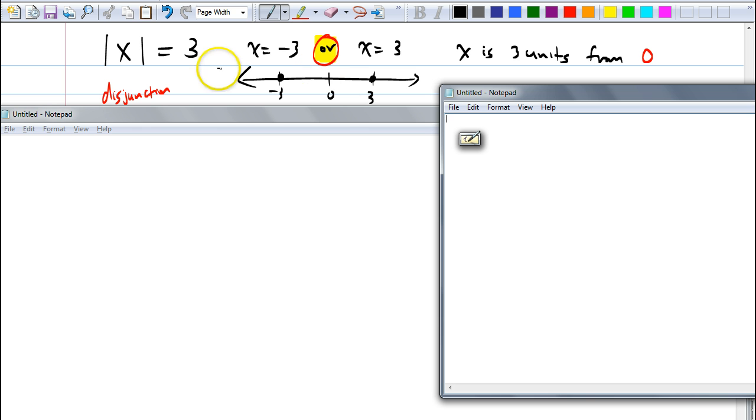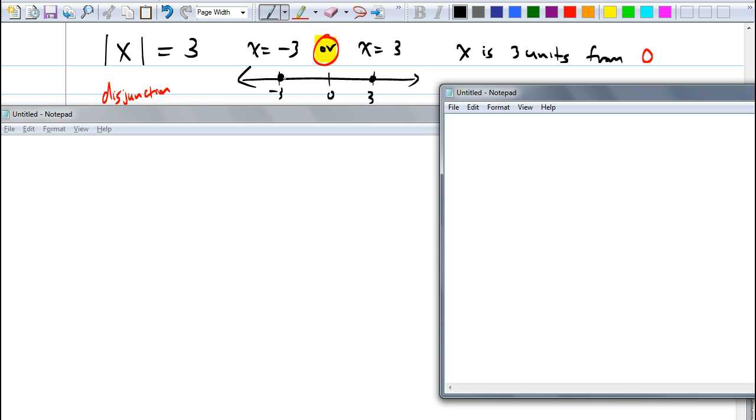You look at the x. The x that we're looking for is 3 units from the 0. So if you go 3 units to the right, you get 3, and if you go 3 units to the left, you get -3. So as you can see, the absolute value of x equals 3 means we're looking for the x that is 3 units from 0. Is that okay?